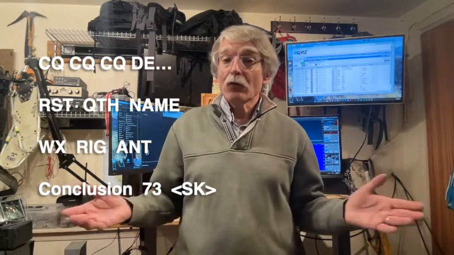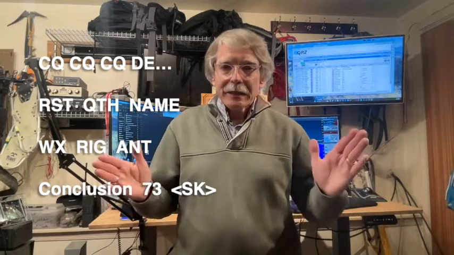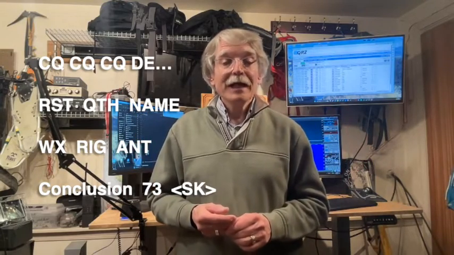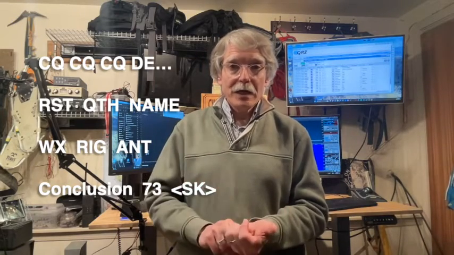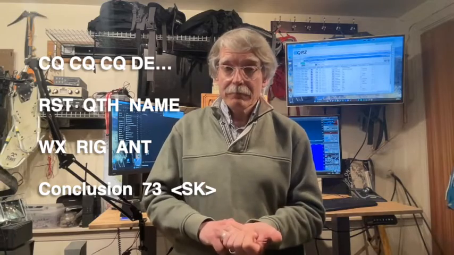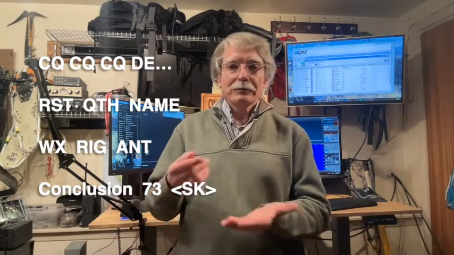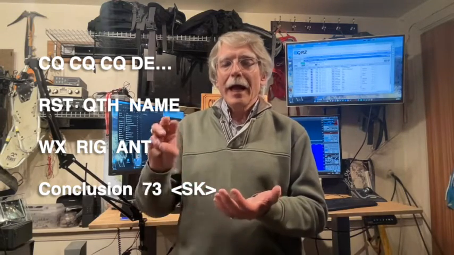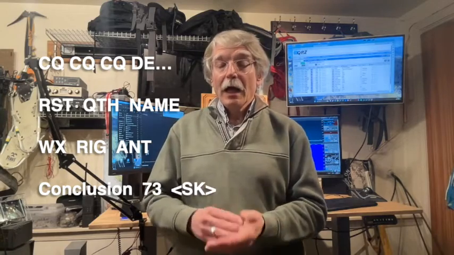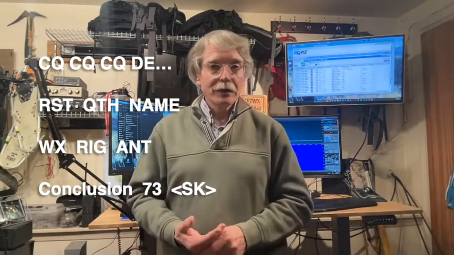Let's review the important concepts of this video. The standard basic CW QSO has 4 parts. The first is answering a CQ or calling a CQ. The second is what we call the first level exchange, and this includes 3 pieces of information: RST, the signal report, QTH, and name in that order. Level 2 exchange, which is the third part, is weather, rig, and antenna in that order. And then finally, the fourth part is concluding the QSO.